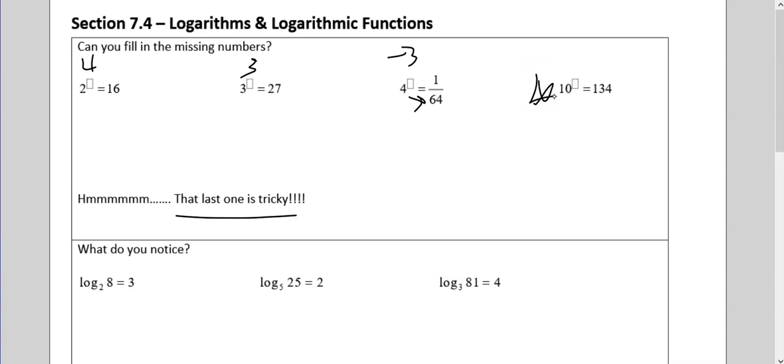Okay, 10 to what power is 134? Well, if we think about it, 10 squared is 100, and 10 cubed is 1,000. Obviously, our answer has to be between 2 and 3. It's going to be a decimal. It's going to be 2 point something. And if we think logically, 134 is way closer to 100 than 1,000, so it's going to be like 2.1 something. 2.2 maybe, but really small decimal, close to 2.